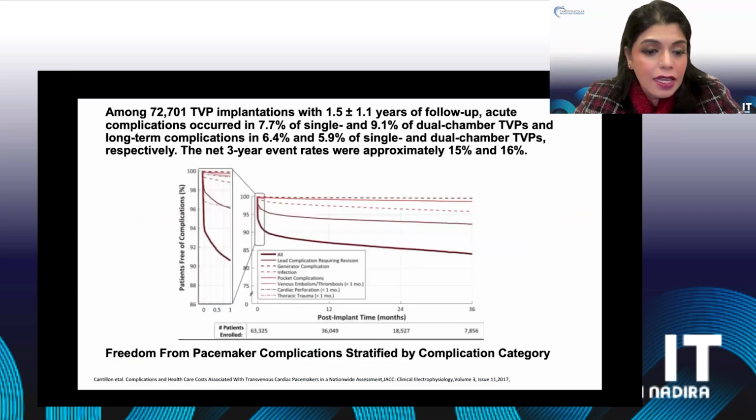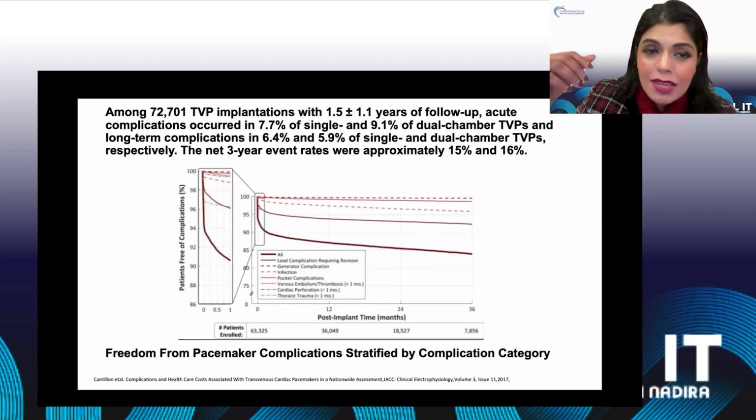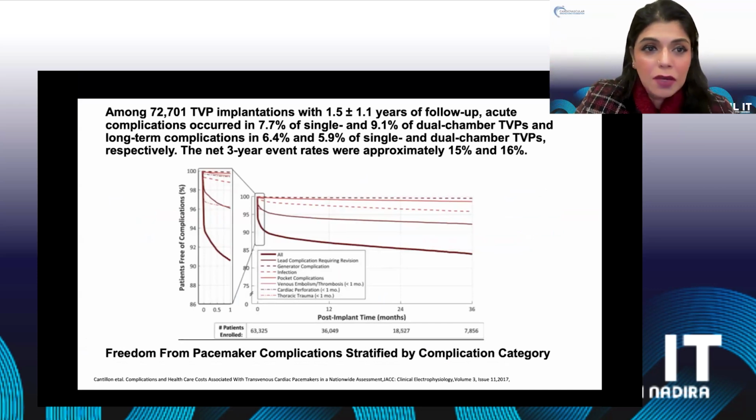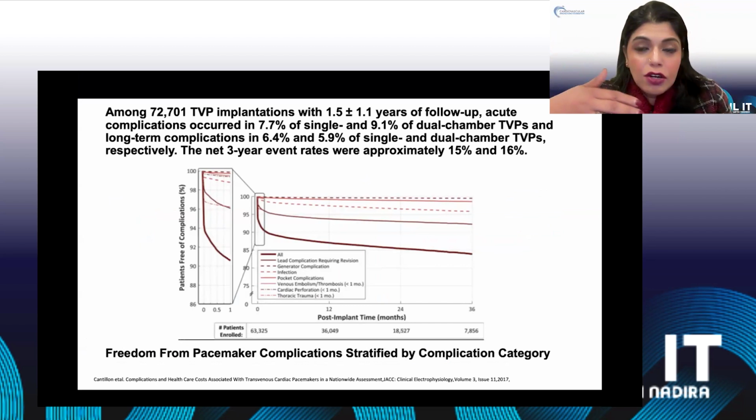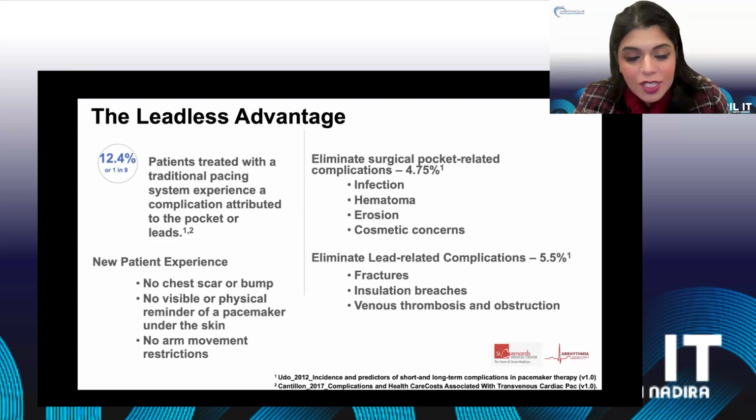And this is another registry that looked at about 72,000 patients with transvenous leads. You can see the complication rates in a one-year period are about 7 to 9% with a single or dual chamber device. And when you look at these patients at a three-year event rate, it's as high as 15 to 16%. I truly don't think I quote that kind of numbers to my patients, and I feel like we don't do justice when we talk about risk and benefits sometimes.